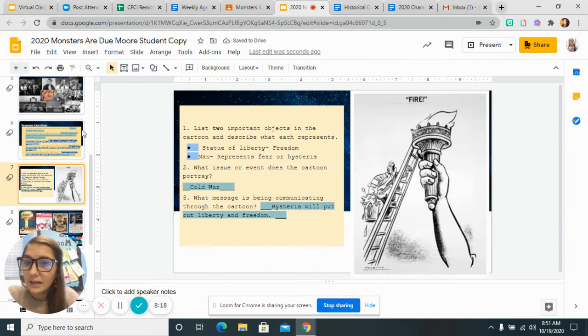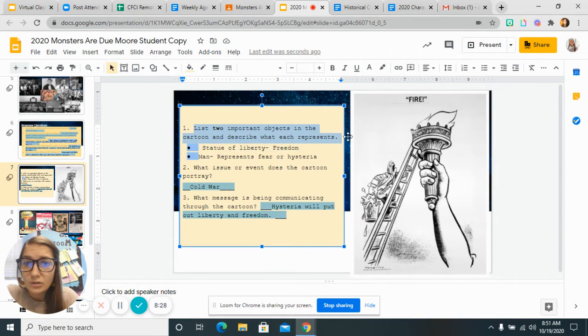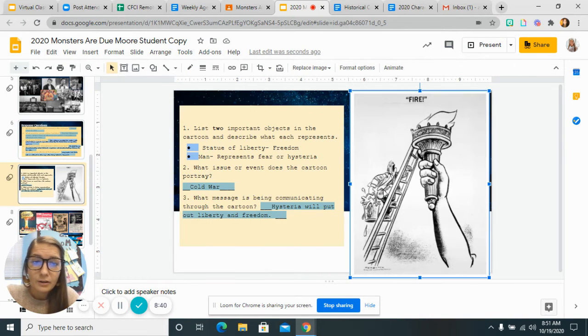All right, and then our second task for the pre-reading activity was to analyze this cartoon. It says, list two important objects in the cartoon and describe what each represents. The first one we said was the Statue of Liberty, and you guys said that it represents freedom or justice. The other objects we could have talked about would be the ladder, the man, or the water bucket.